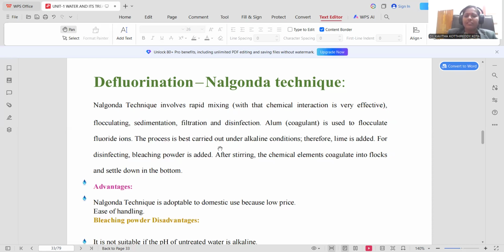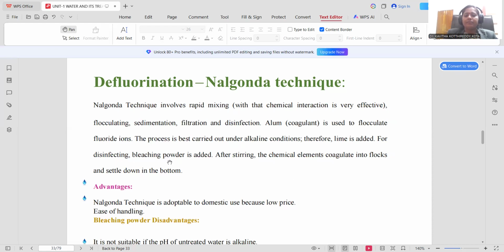The process is best carried out under alkaline conditions. Defluorination by this alum process, the Nalgonda technique, is more effective when basic conditions are present. That's the reason why we intentionally add lime to it. Lime is nothing but sodium carbonate. When lime is added to the water, it removes the excessive fluoride ion very efficiently, since alkaline conditions are suitable for the Nalgonda technique.